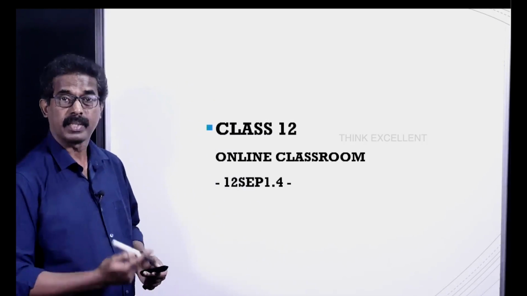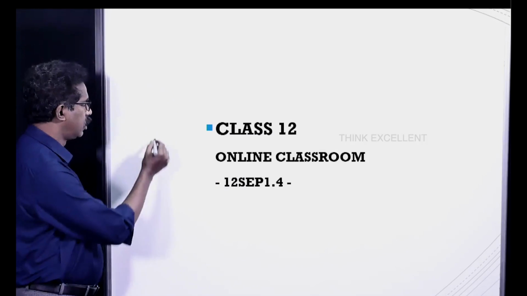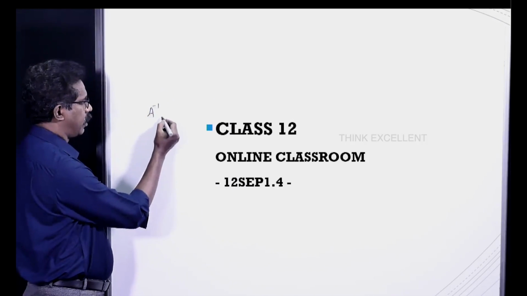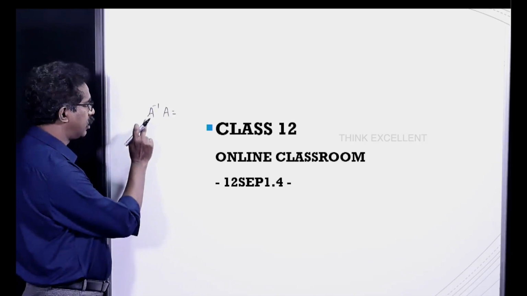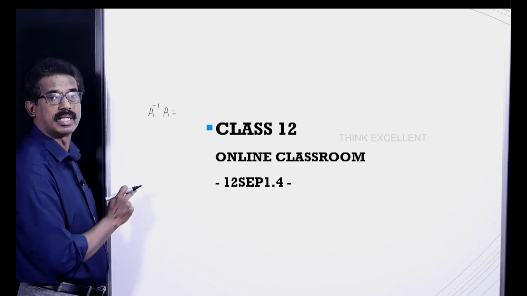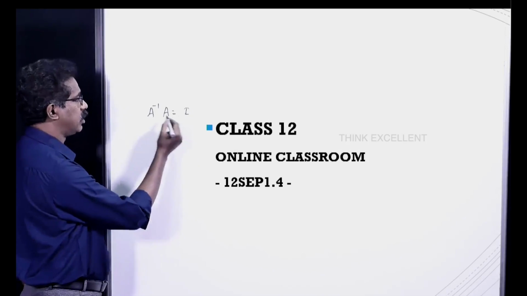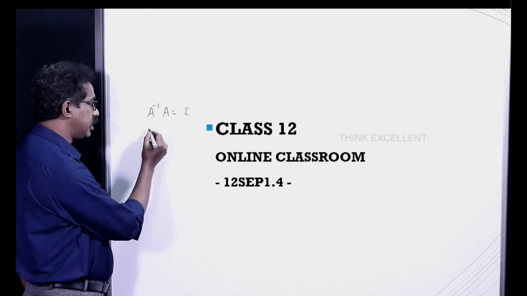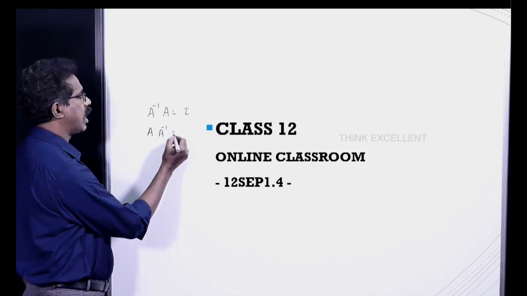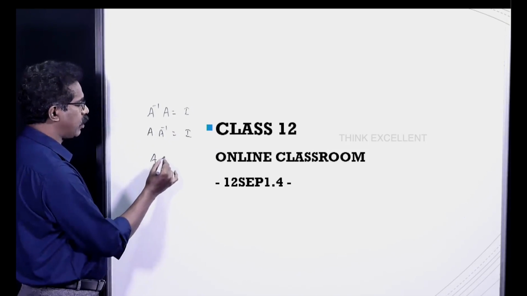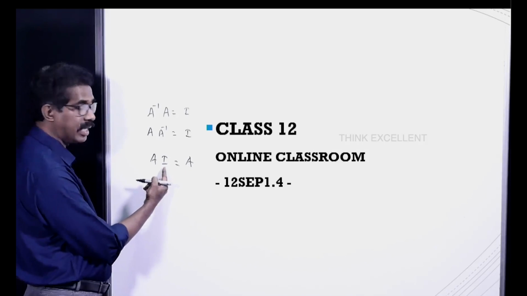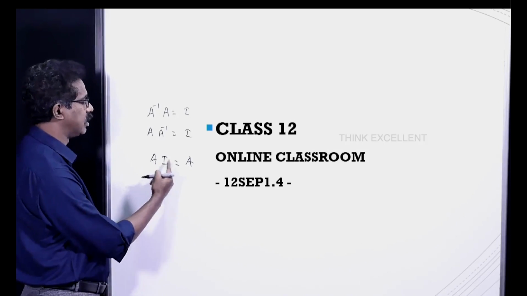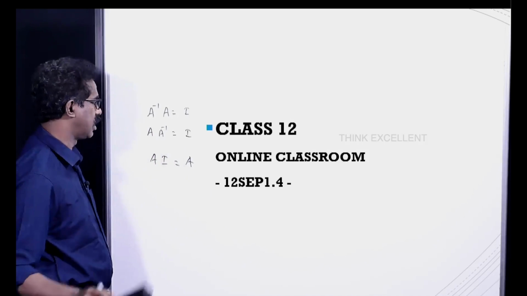Then some of the properties you studied, right? A inverse into A, what's the answer? If you multiply a matrix by its inverse, the answer is what? I. A inverse into A is I. A into A inverse is also I. But A into I, what is A into I? It is A, right? Because I is the identity matrix. So all these you studied last class.